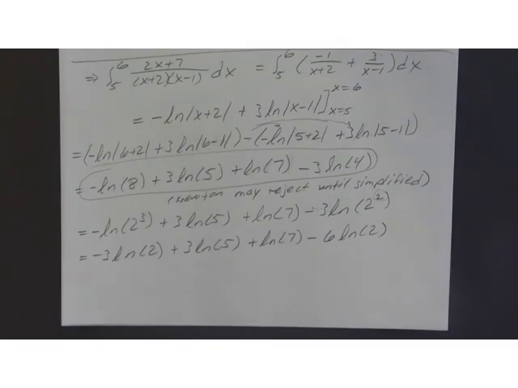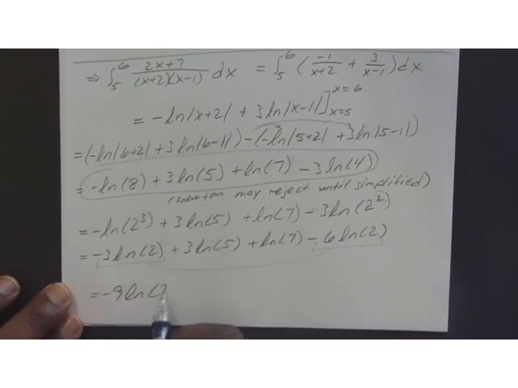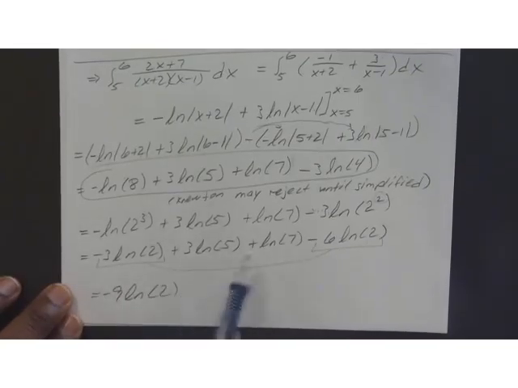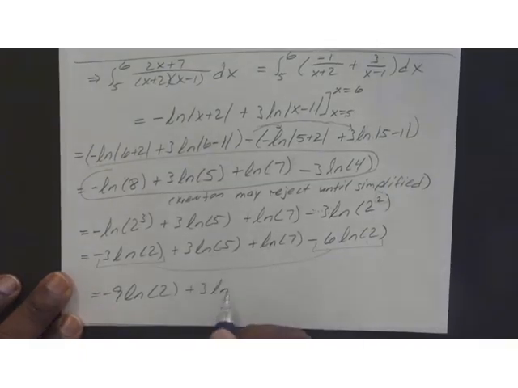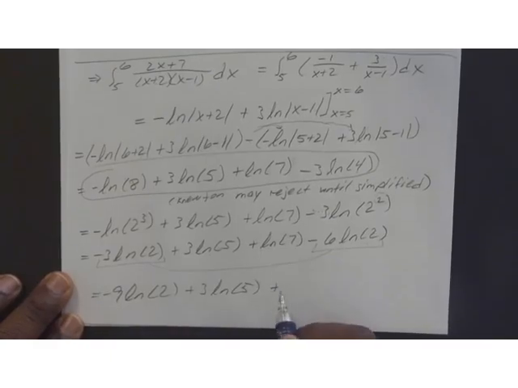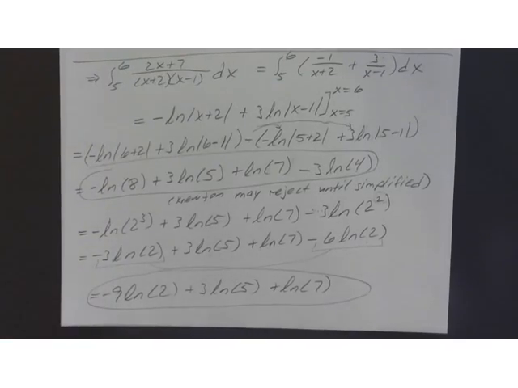Okay. But we can combine like terms because we have a natural log of 2 term here, and we have a natural log of 2 term here. So we can combine these two. So negative 3 natural log of 2 minus 6 natural log of 2 gives us negative 9 natural log of 2. And those two can't reduce anymore, so that's plus 3 times the natural log of 5 plus the natural log of 7. And that's about as simplified as it's going to get if they want an exact answer.